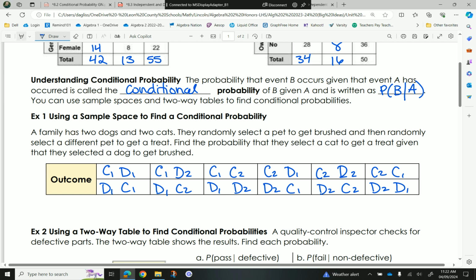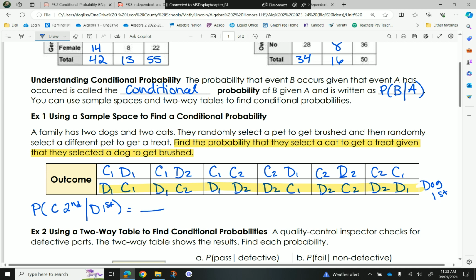So now, find the probability that they select a cat to get a treat, given that they've selected a dog to get brushed. So what do we already know? We know a dog was picked to get brushed, which means a dog was picked first. Do you agree with that? We know a dog was picked first. So we are going to focus on just this bottom row. This is dog first. So what is the probability that our cat is picked second if I already know that a dog was picked first? That's how we show it.